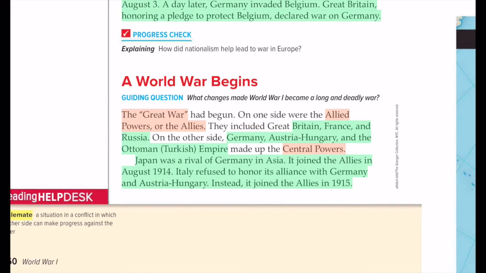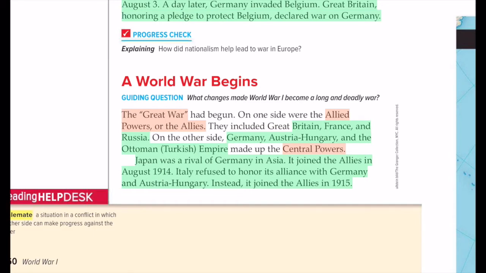And then during the war, some sides changed. Like Italy, because of its alliance with Germany, should have gone in on the Central Power side. However, they decide not to. They don't think it's in their best interest, so they do not honor the alliance. And then the following year, in 1915, they join the other side, the Allies. Okay.